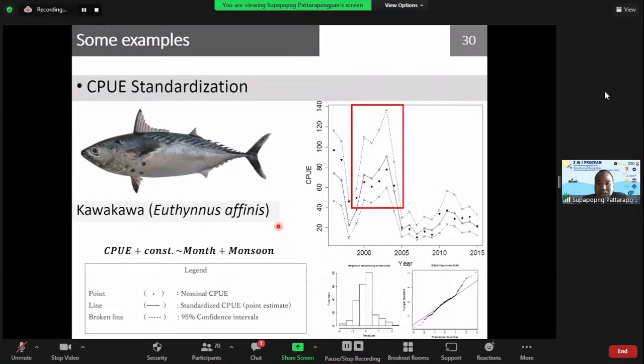This is the case of the Kawakawa from one of the SEAFDEC projects. We conducted the standardization to see which year the catch is very high and which year the catch declined. Here we can see that from 2005 until 2010, the catch of Kawakawa is declining, which may be reflected by the true stock status or by some kind of management policies. So they give us a hint for proper future management. This is how we define and use this kind of standardization from CPUE itself.